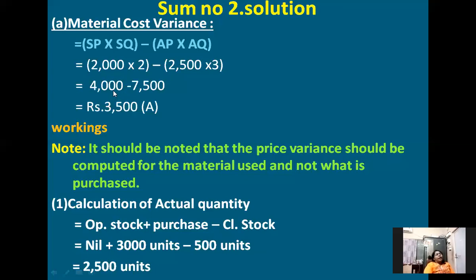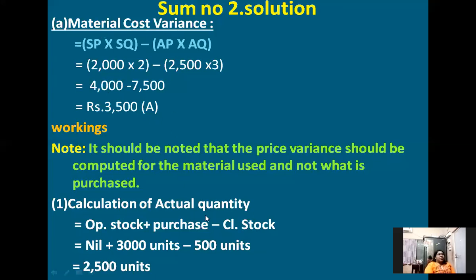Now why are you getting negative answers? The actual cost is more than your standard cost. So the variance is not favorable, that is adverse, because the actual is more than your standard. That is not favorable for the company. That's what we mentioned as adverse. Okay, then I want to explain again this calculation of material cost variance.